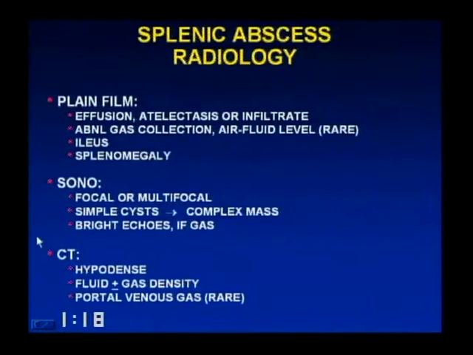So splenic abscesses almost always have an abnormal plain film, but it's almost always nonspecific and not terribly helpful. It basically depends on the maturity and size of the abscess. It could be small or it could be huge. The patient may often have something such as an associated pleural effusion, atelectasis, or a left lower lobe infiltrate, maybe an abnormal gas collection if you get lucky, or an air-fluid level. Ileus or splenomegaly if the abscess is big.